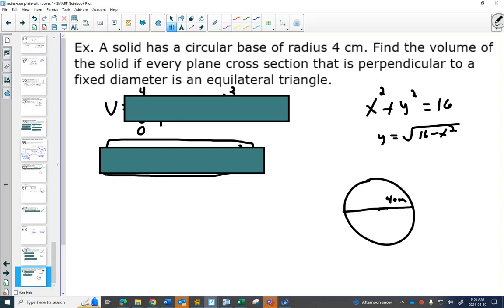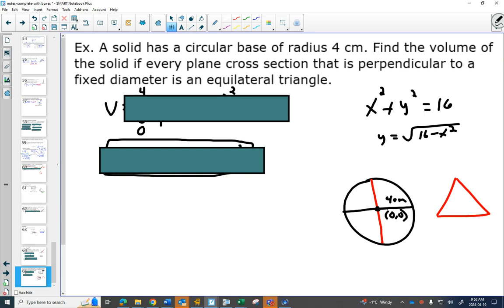So now, if I take a cross-section perpendicular to the fixed diameter, this would be my cross-section. And this cross-section, if I pull it out, makes an equilateral triangle. First of all, do you know the equation of a circle? If I told you that this happens to be (0, 0), could you write the equation of that circle?